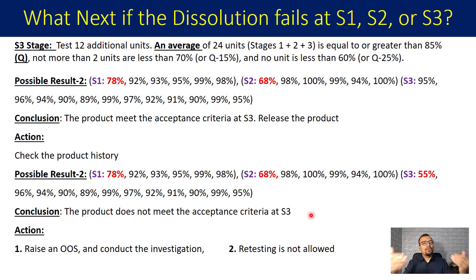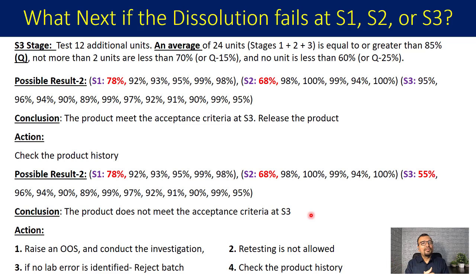Retesting is not allowed beyond S3 stage. Especially for dissolution testing, you cannot conduct retesting, like additional testing on 6 units or additional testing on 12 units, in case a product is not meeting the acceptance criteria until S3 level. If no lab error is identified, you can certainly conduct an investigation to identify the lab data accuracy, but if there is no lab error identified, you have to reject the batch. And you can think of what might have gone wrong during the manufacturing. You can think of what the product history is.